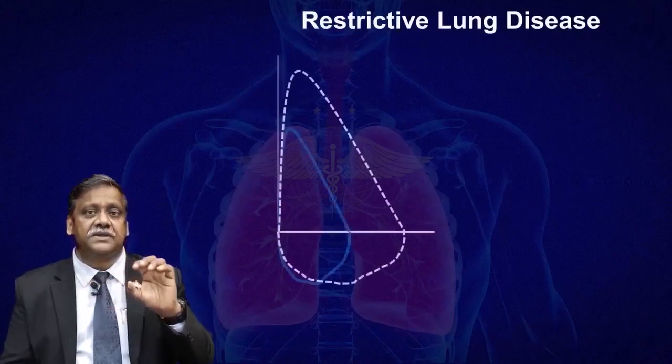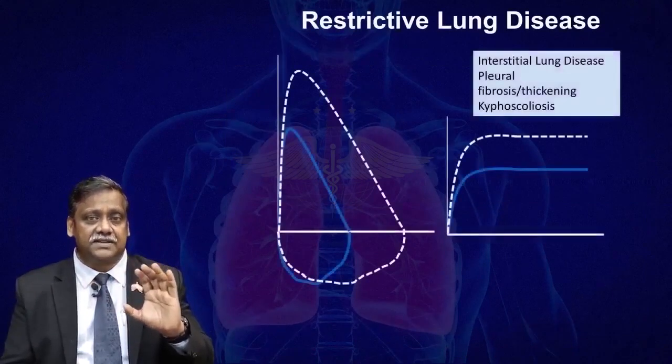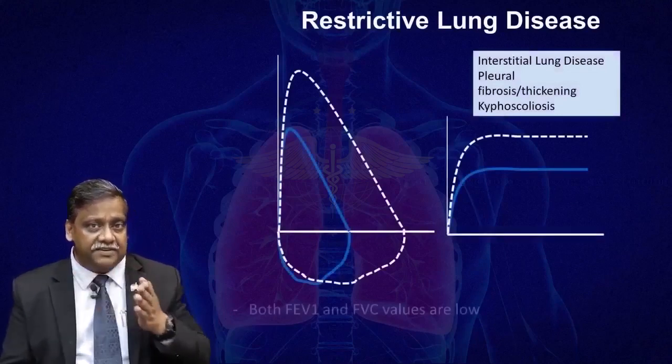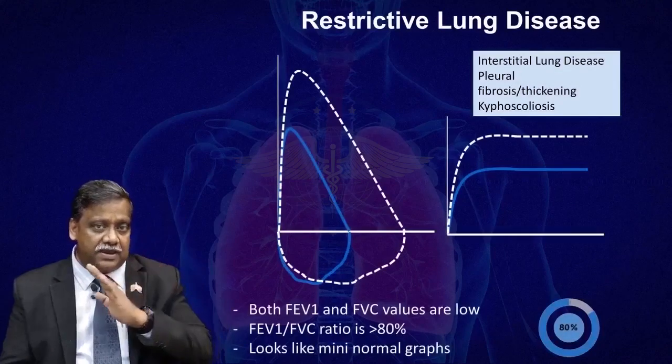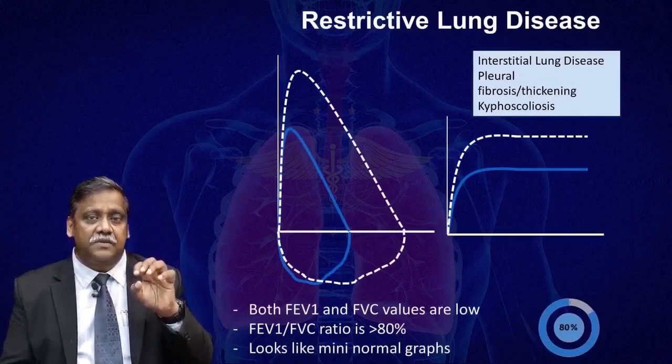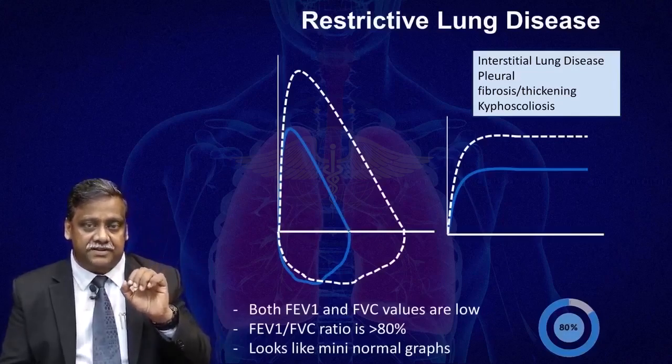Last two slides on how patients of restrictive lung disease look like. They look like a mirror image, but much smaller in size compared to that of a normal healthy person. There is no concavity anywhere. FVC value is low, peak flow value is low, all the values are low. As you can see here, a smaller or a shrunken normal is what is indicative of underlying restrictive lung disease.